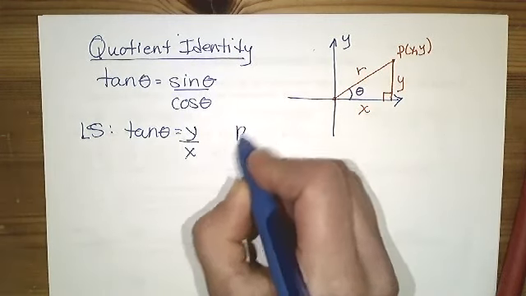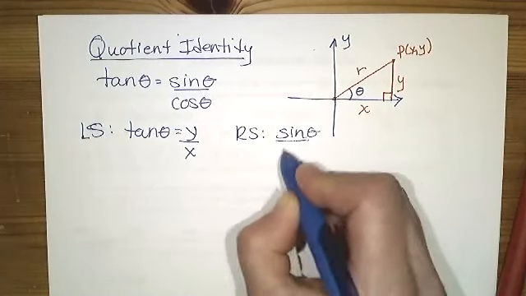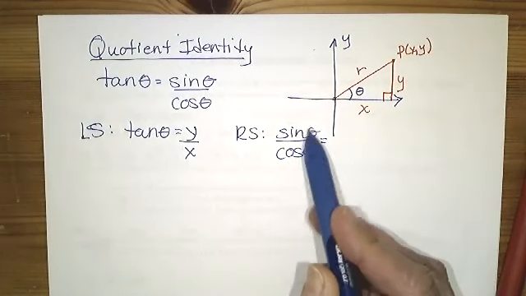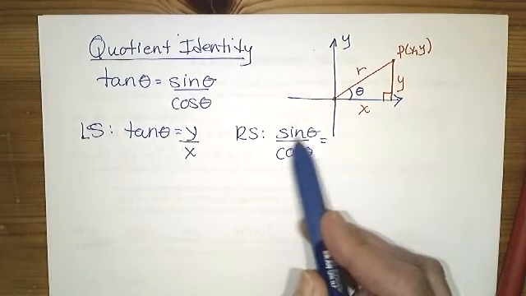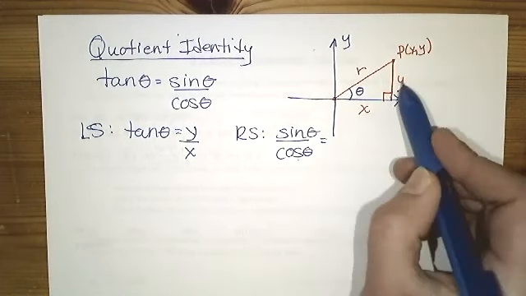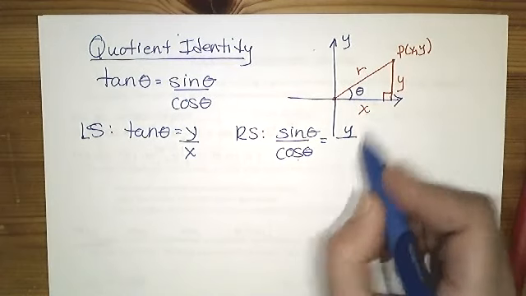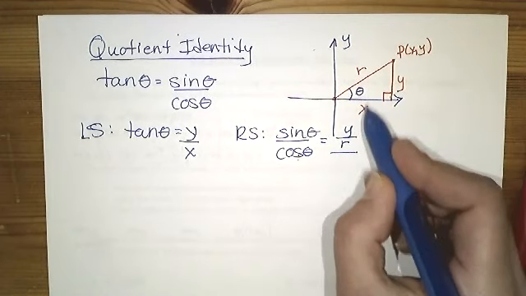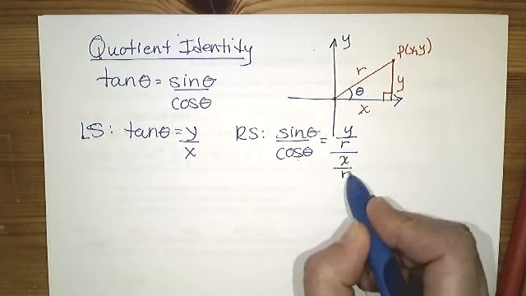And let's look at the right side of the equation, which is sine theta over cosine theta. We're going to do the same thing. We're going to rewrite this in terms of our x's and our y's. So we know sine theta would be our opposite side y over the hypotenuse, which is r. And cosine is our adjacent side, which is x, over the hypotenuse, which is r.